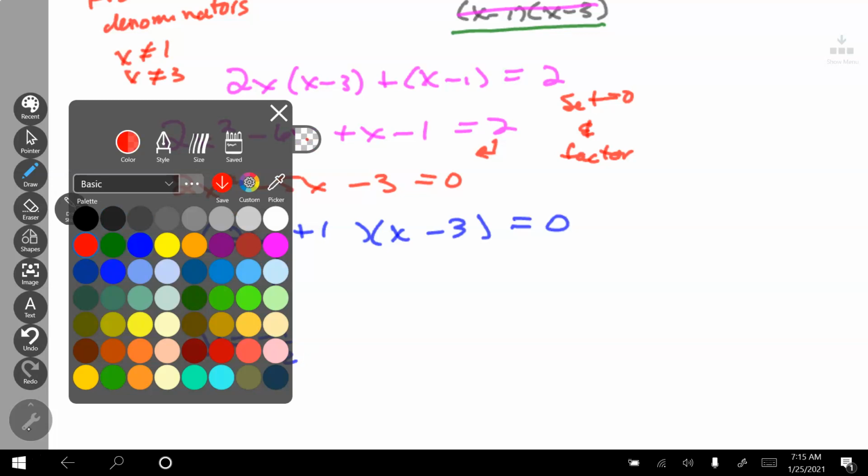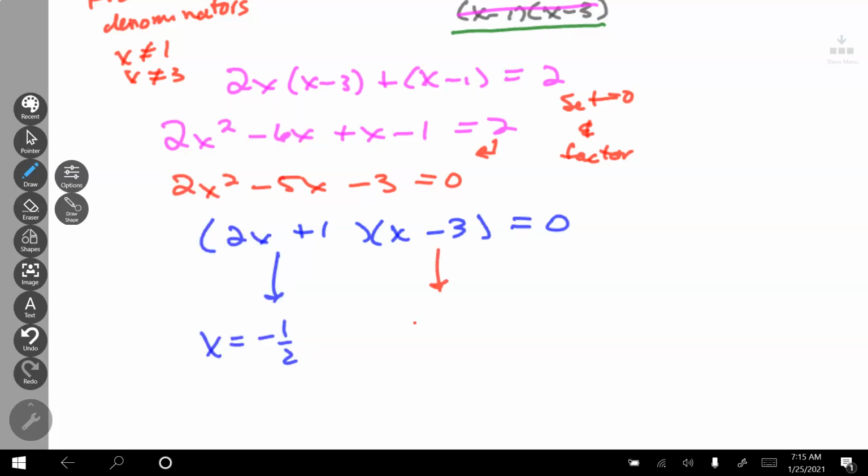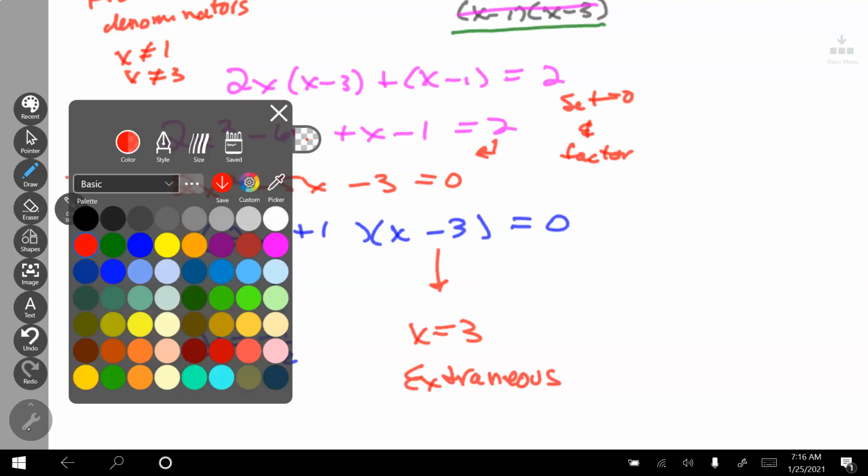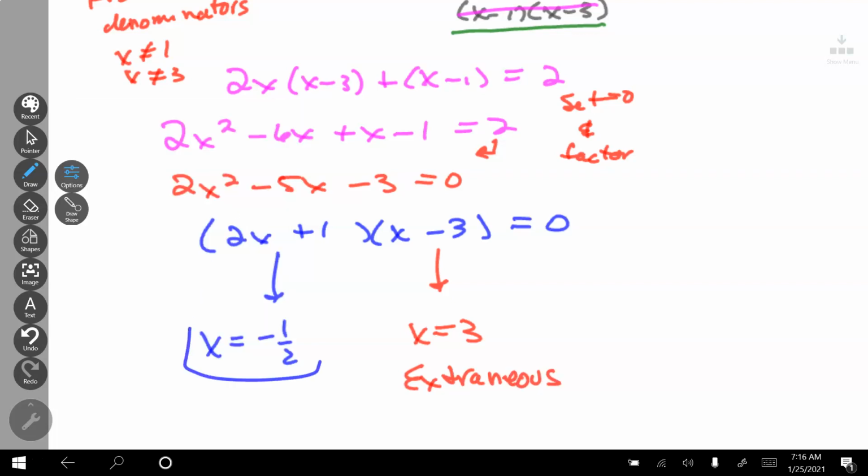And I'm going to put this one in red on purpose. This is x equals 3. But we said at the very beginning that x could not be 3. So even though I did everything correct algebraically, this is an extraneous solution. And I need to mark it as extraneous. And I'm going to box in my correct solution. So, I did everything right algebraically, got two solutions, but one of them turns out to be false. I cannot use it in the original problem.